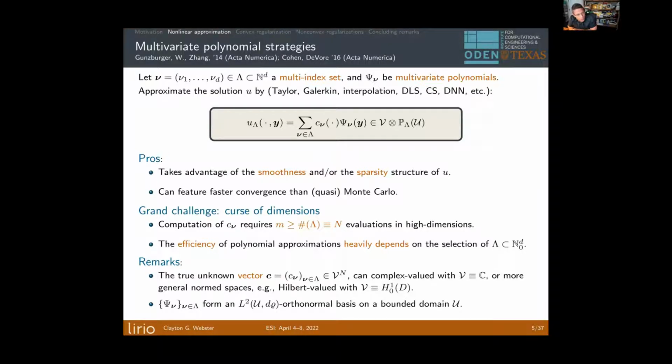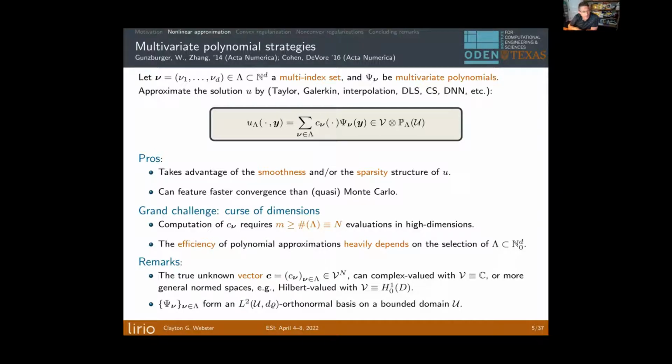The challenge, of course, is, as pointed out, the computation of these coefficients will require at least the cardinality of the index set in high dimensions, and this is where the challenge comes in. And again, the efficiency of these approaches will heavily depend on the selection of this index set. Okay, and in general, this is done a priori, but in nonlinear type methods, this is constructed essentially on the fly.